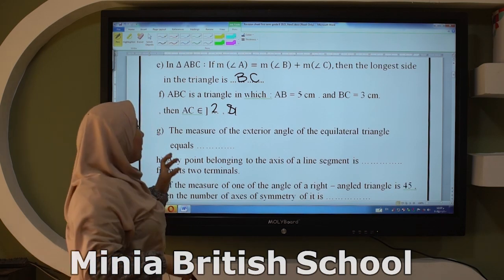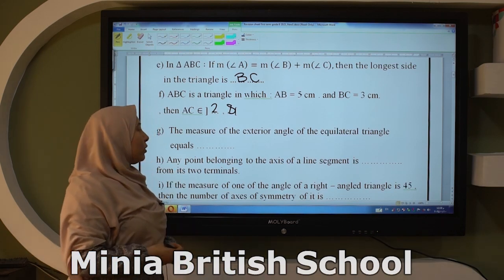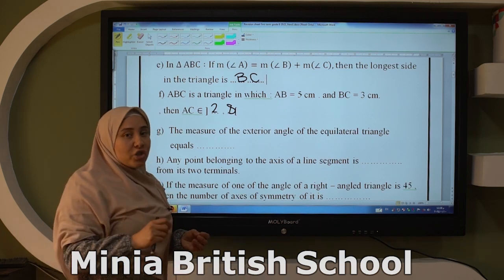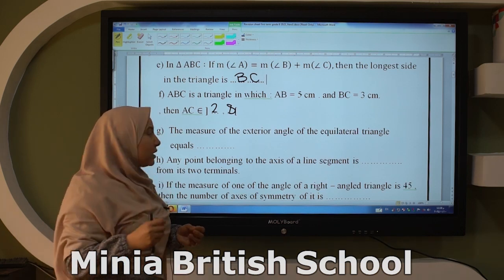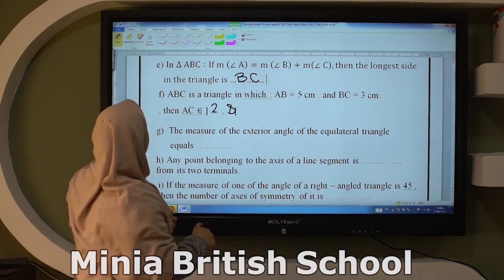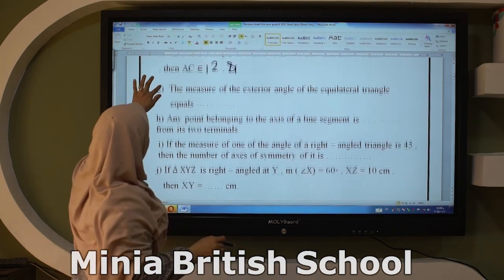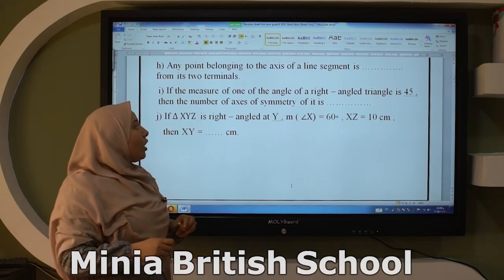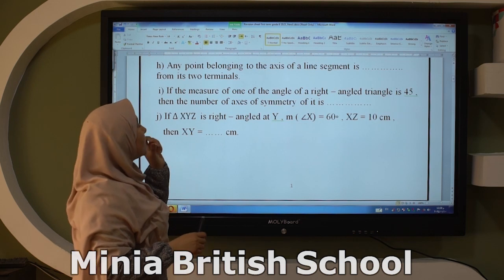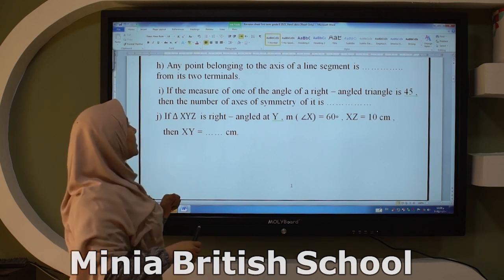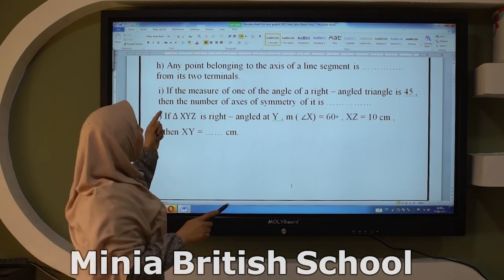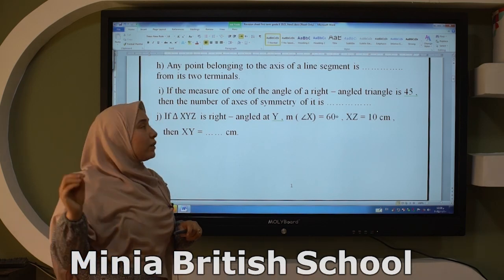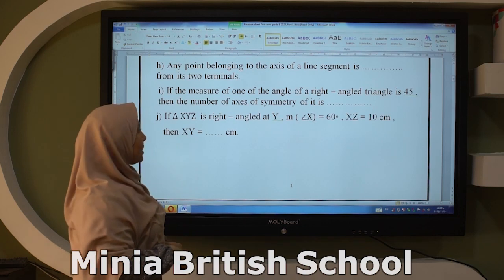Letter G: the measure of the exterior angle of an equilateral triangle equals 120, and the measure of each interior angle equals 60 degrees. Letter H: any point belonging to the axis of a line segment is at equal distance from its 2 terminals.